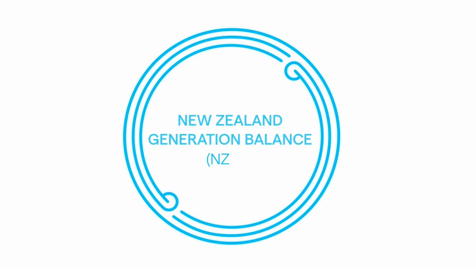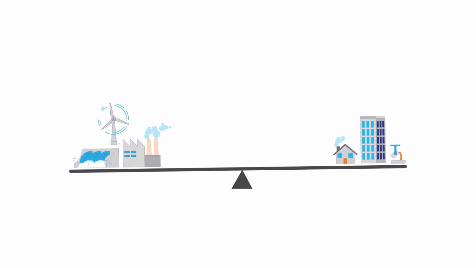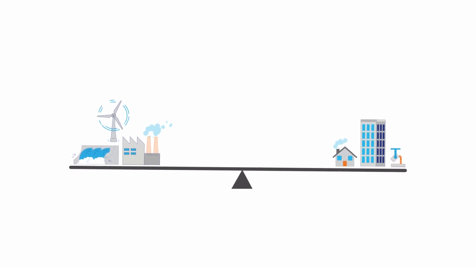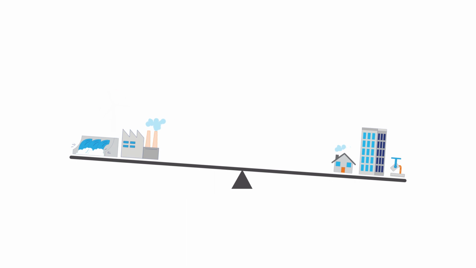New Zealand Generation Balance, or NZGB, is a web-based system operator maintained tool that is used to identify whether there will be enough generation capacity to meet projected load over the next 200 days. To do this, the NZGB tool calculates the difference between generation capacity and projected load. This calculation also takes into account potential losses of generation units. This is called the generation balance.